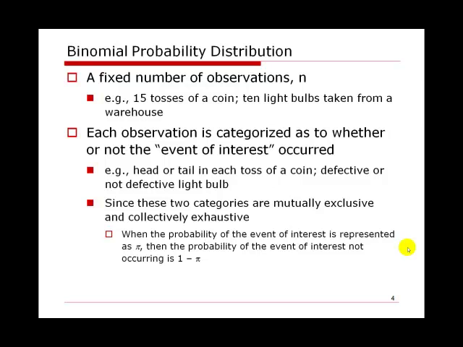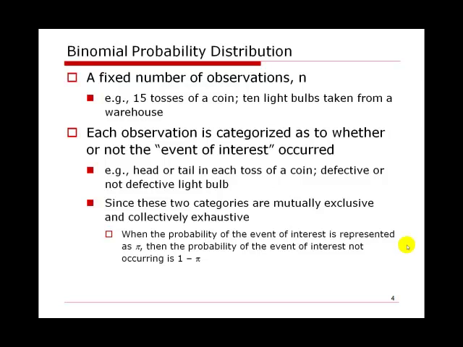Second, each observation, or each outcome from the observation, is categorized as to whether or not the event of interest occurred. Well, in the example of tossing a coin, the output of the coin will be either head or tail. Clearly, there are only two events. If we take a look at the quality control example, after we examine the output, we should label it either defective or not defective. These are the two categories.